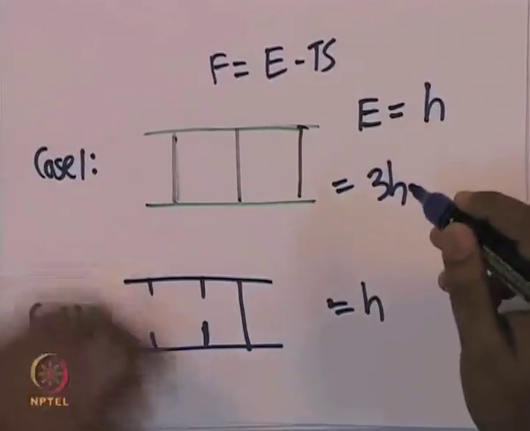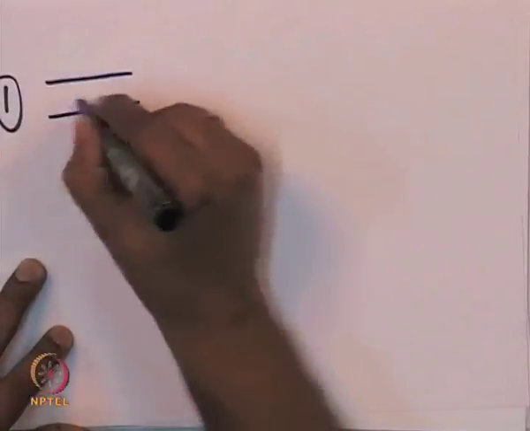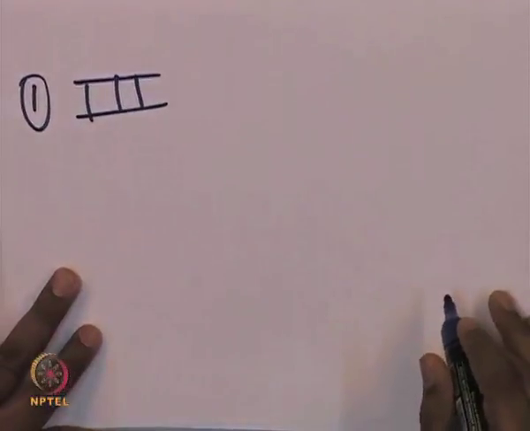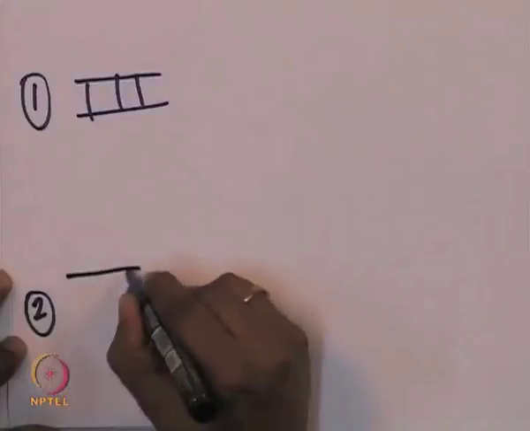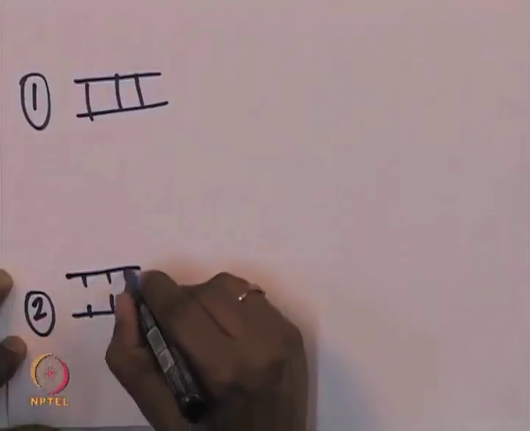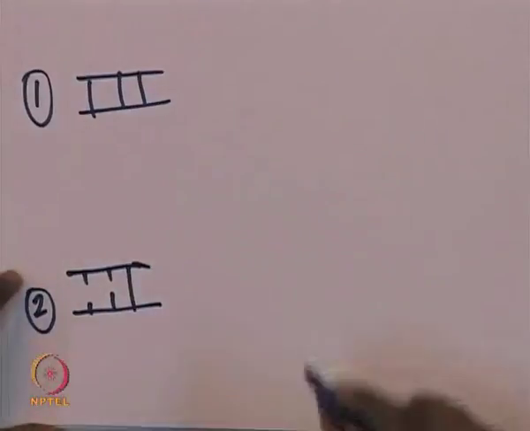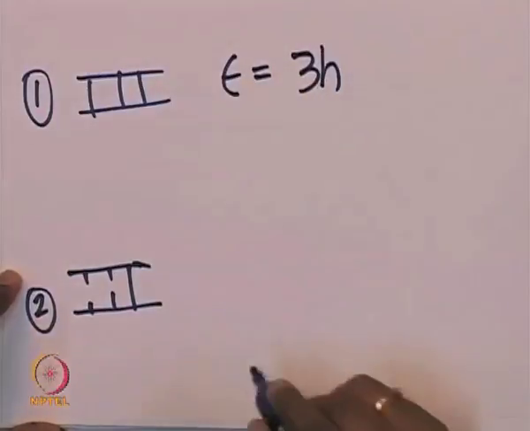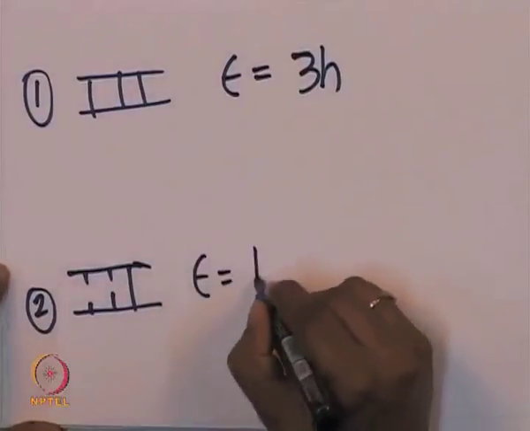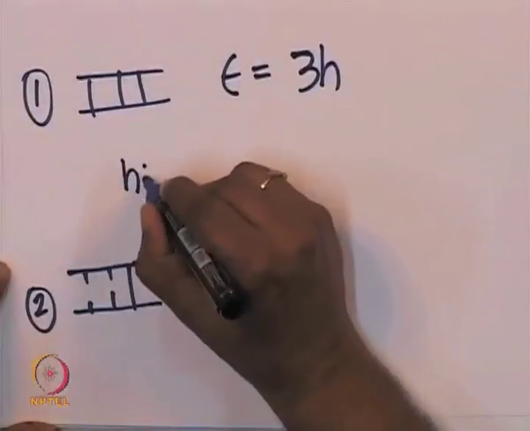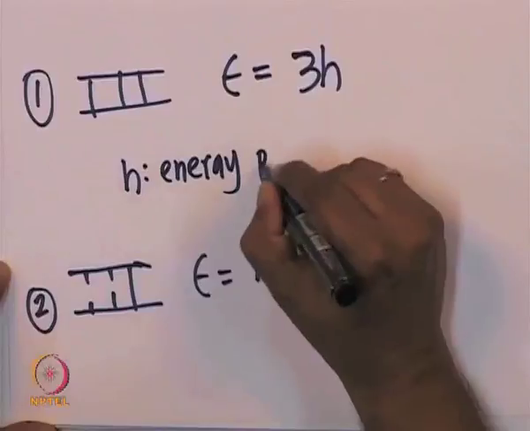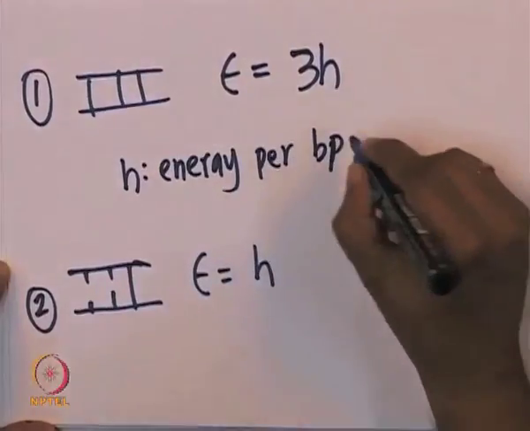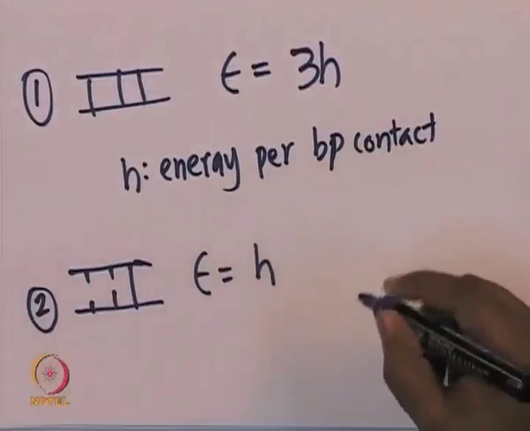Now, what is entropy? Let us think of these two cases again. First case is all base pairs intact, and the second case is two base pairs broken and one is intact. And we found that this is an energy 3 H, and this is an energy H, because H is basically energy per base pair contact. If the contact is one base pair, this is 1 H.